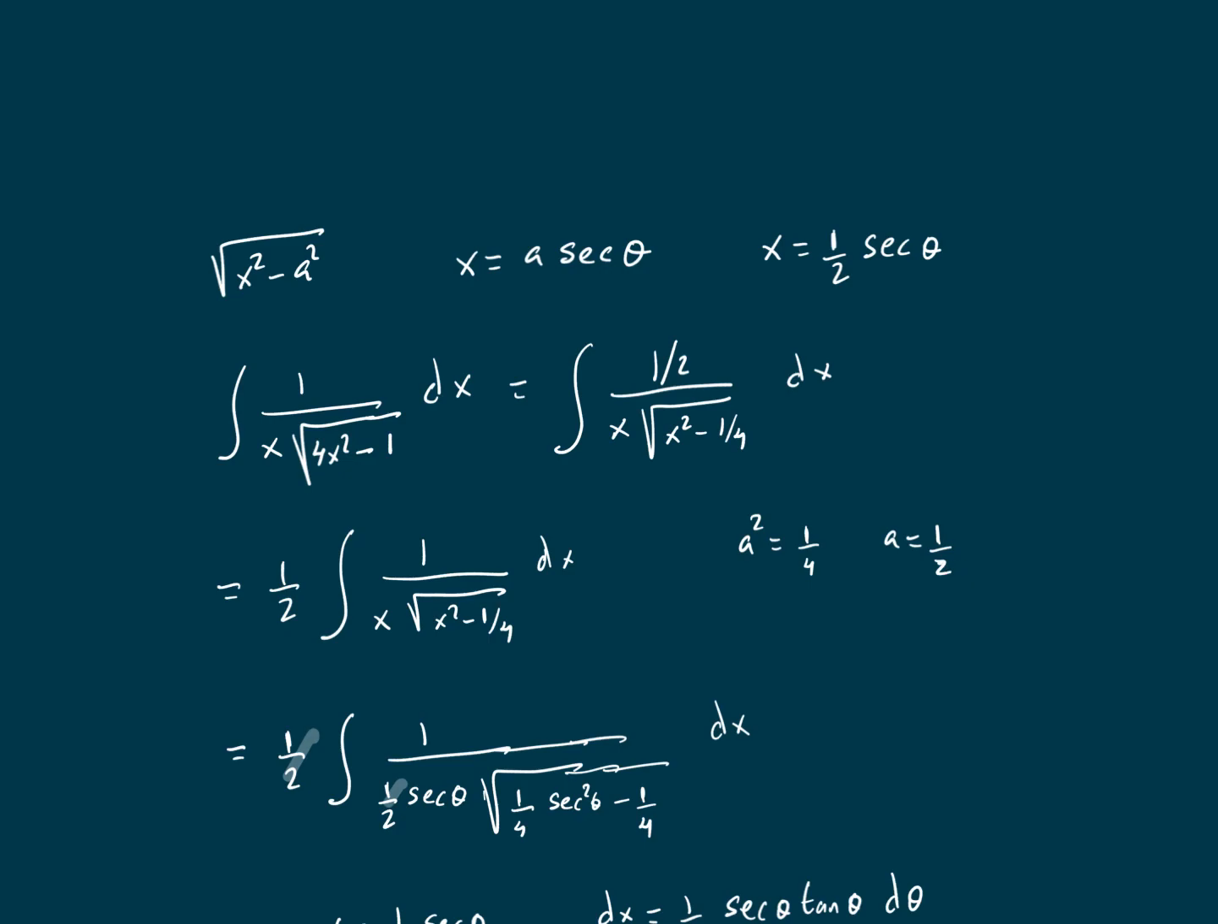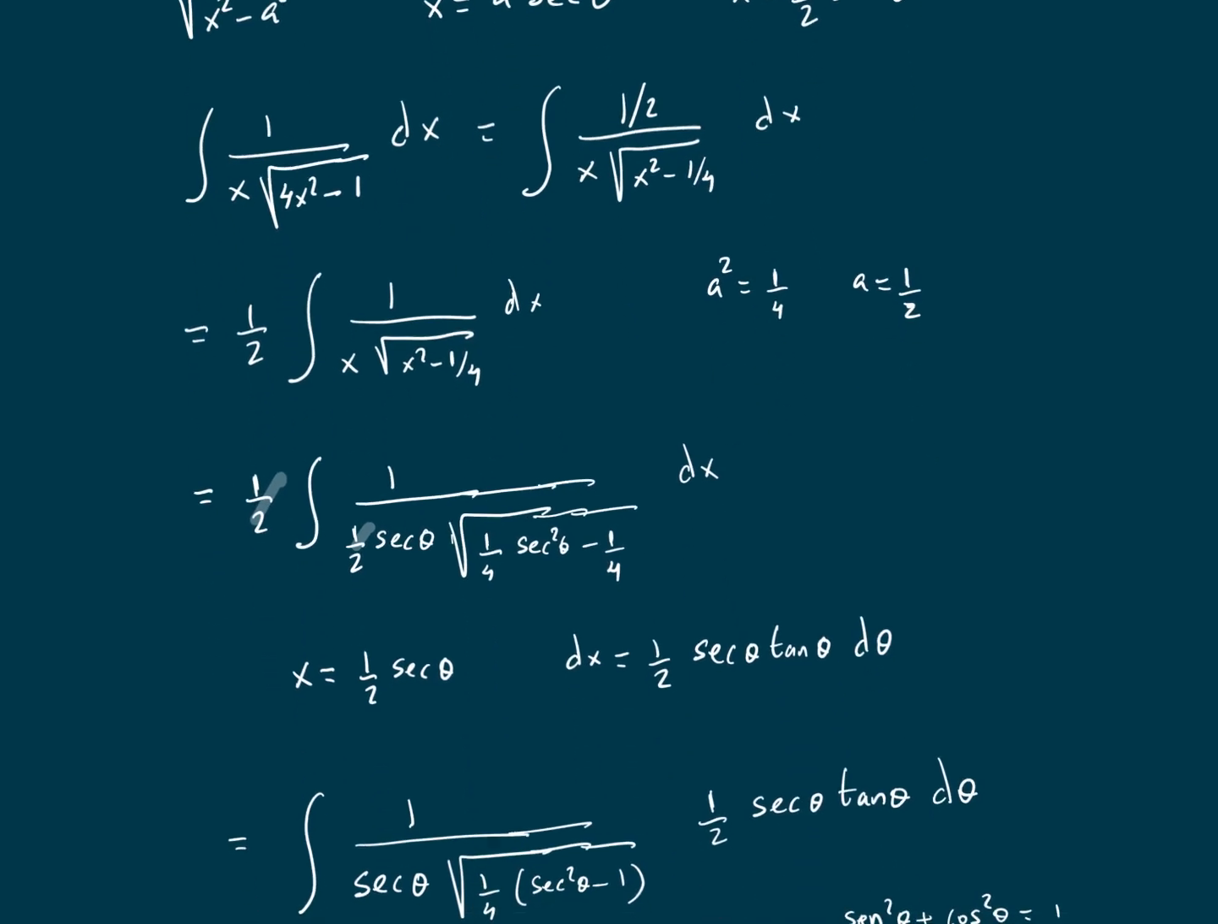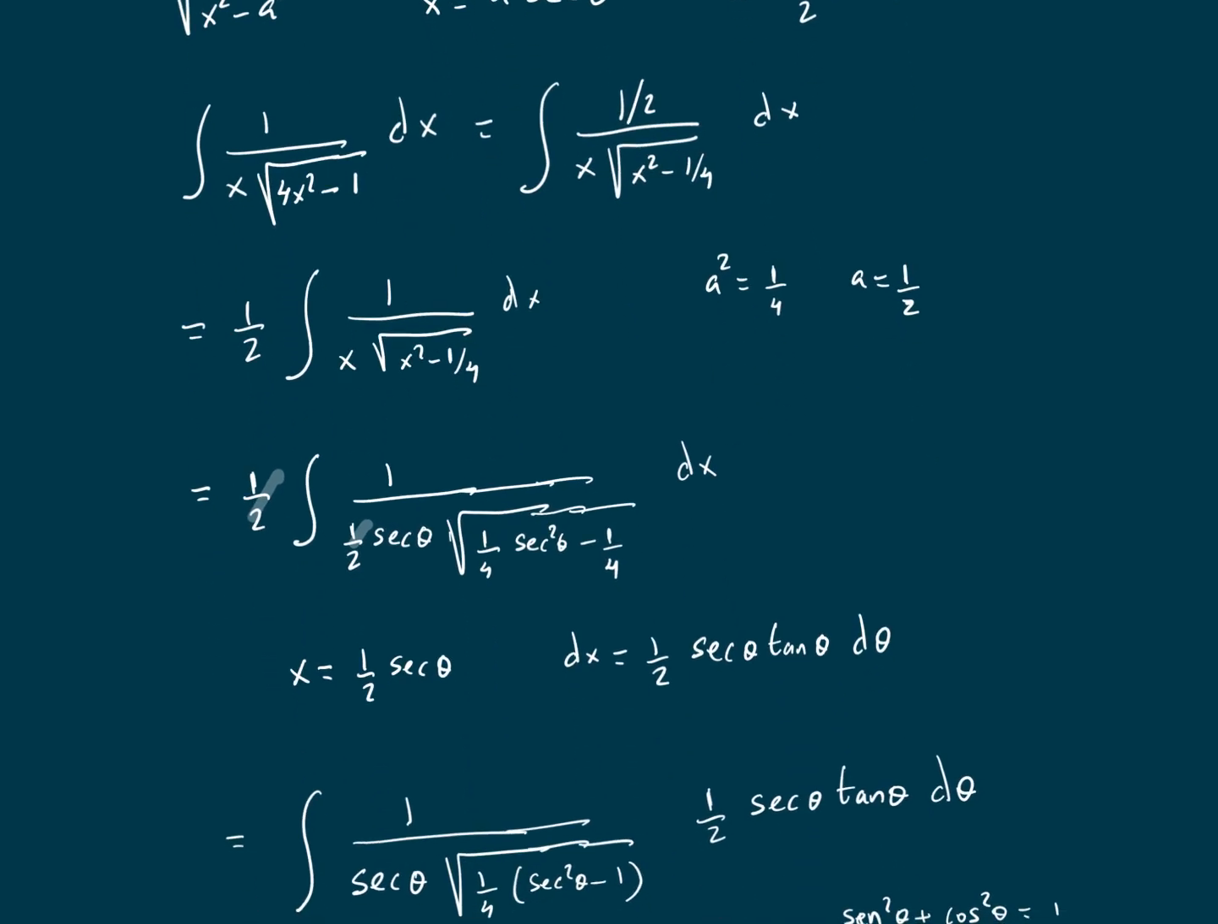So what will be this integral? We solve this integral. It will be 1/2 the integral of 1 divided by x, square root of x squared minus 1/4 dx. But what is dx? Well, if x is equal to a secant theta, we need to find dx. Let's arrange this equation. So the 1/2 will go out of the integral. It will be 1 divided by x square root of.